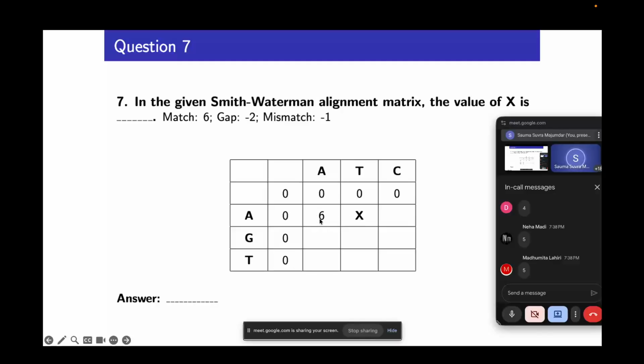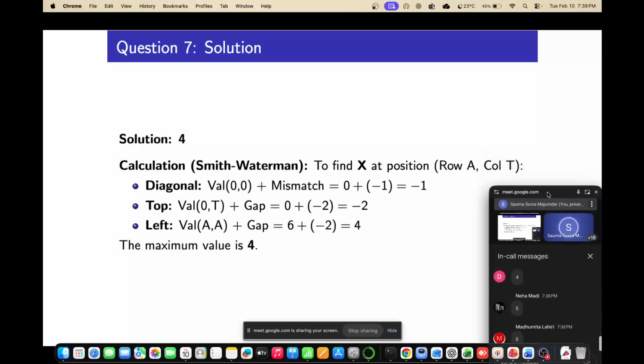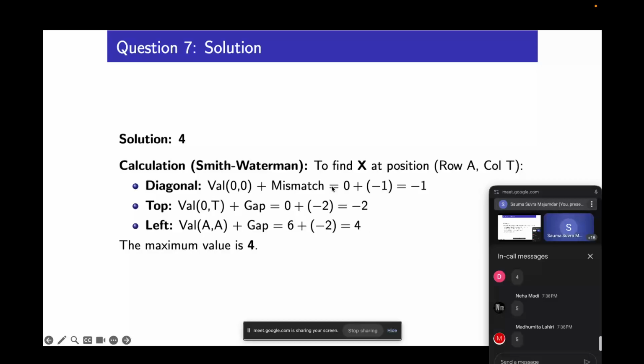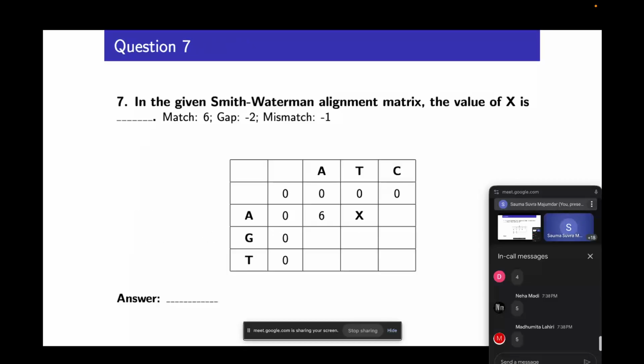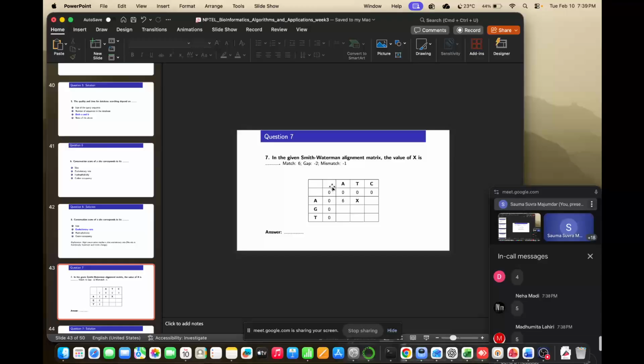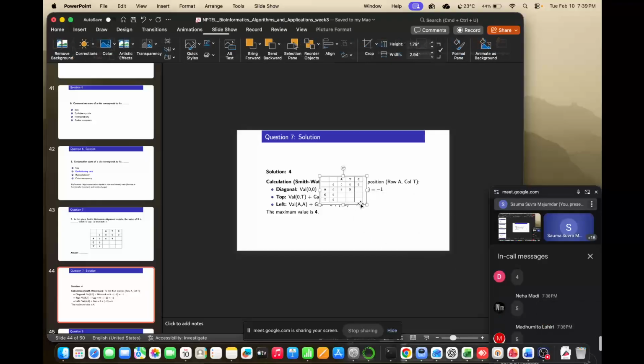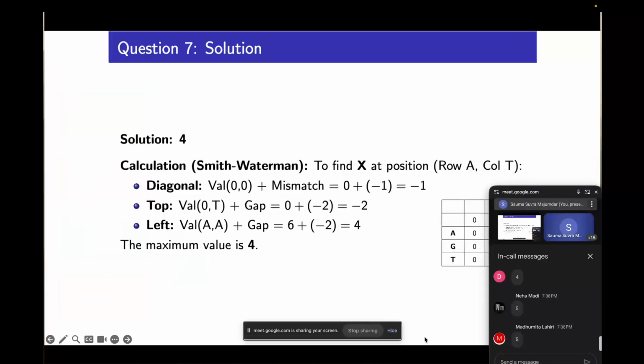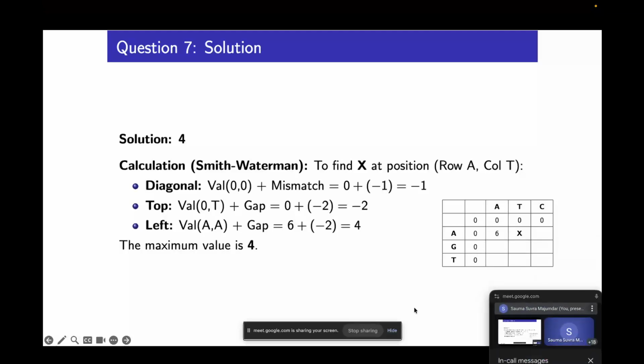I don't know if I can put this side by side. Just let me try once. Okay. So there are three options possible, right?